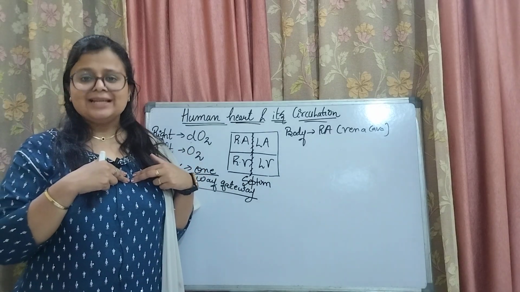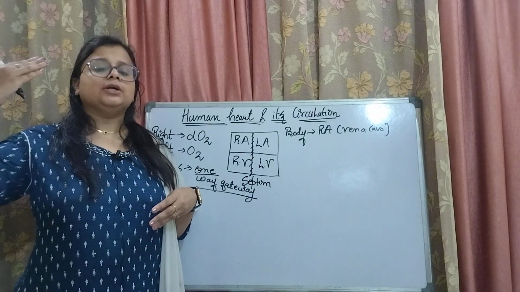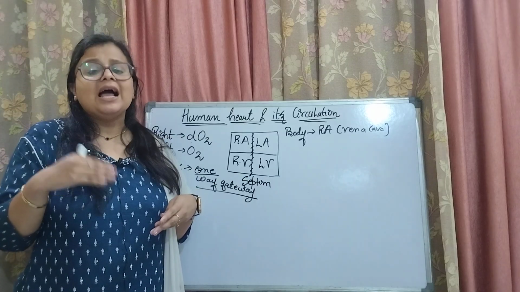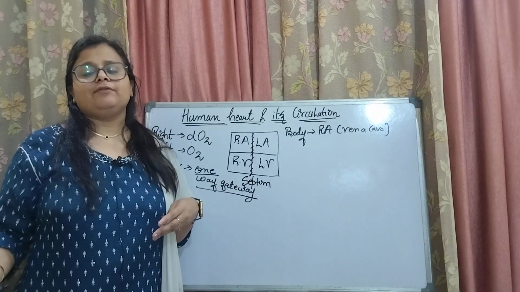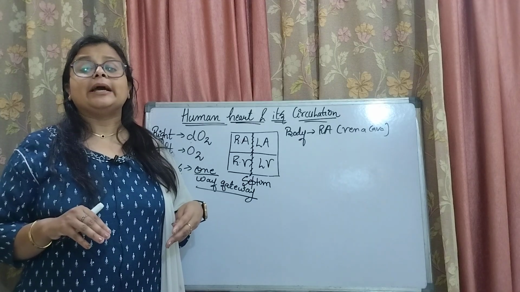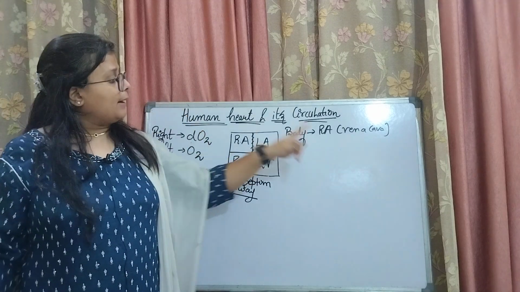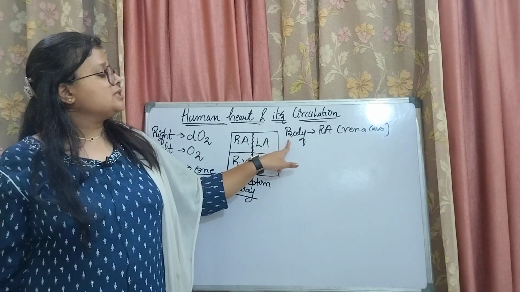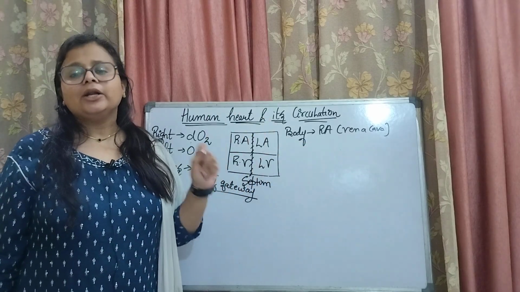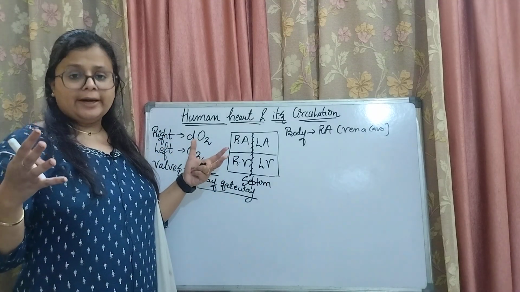Our heart is situated here, slightly towards the left hand side. So what happens? The deoxygenated blood from the parts above the heart will be carried by the superior vena cava, and from the parts located below the level of the heart, that means the lower body parts, the deoxygenated blood will be carried by the inferior vena cava. So the superior and inferior vena cava are combinedly written as vena cava. So the deoxygenated blood from the body enters first into which chamber of the heart? That is the right auricle. Now when the right auricle gets filled up with the blood, what happens?